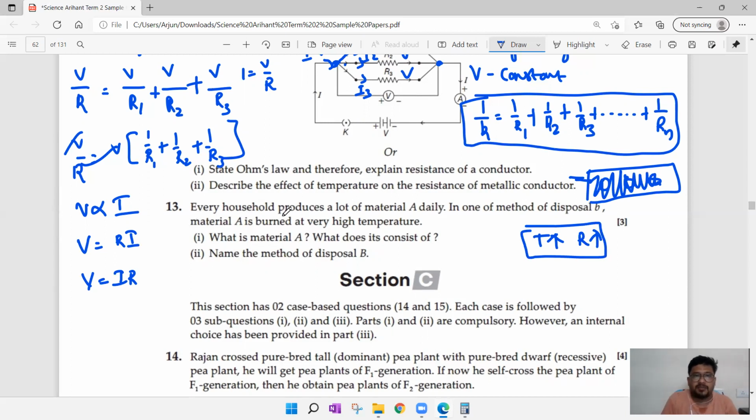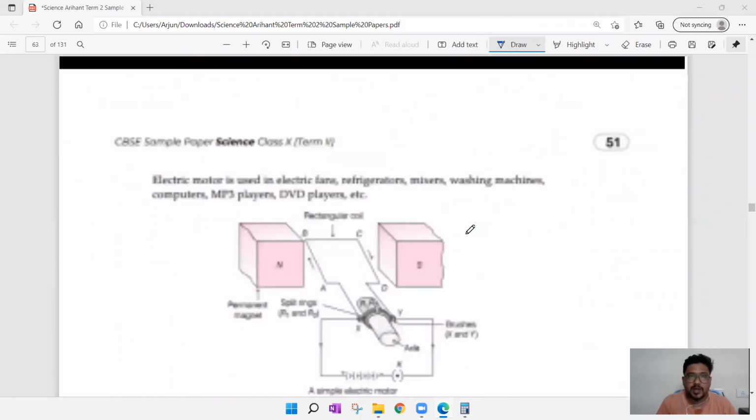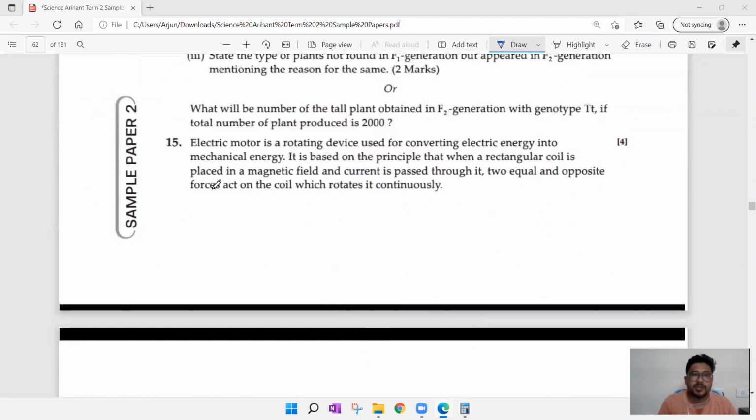And question 13, every household produces a lot of material. Okay, fine. This is biology, leave it. So we have completed the 2 marks and 3 marks questions. Moving to the 4 mark questions. Okay, the 15th question.